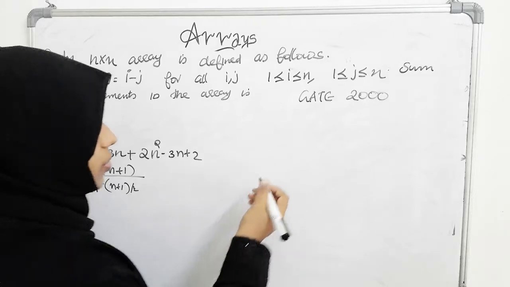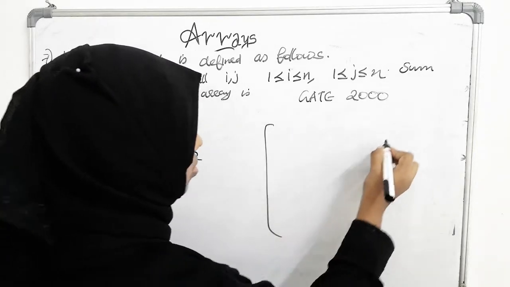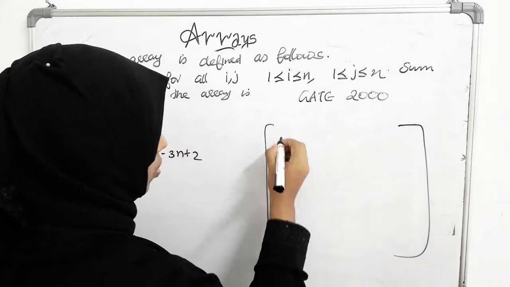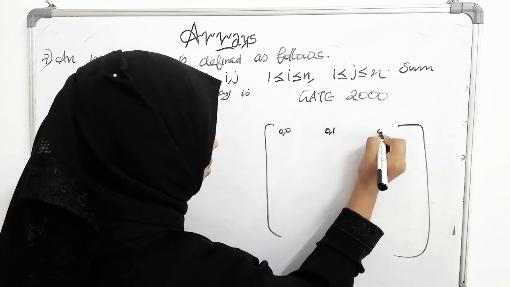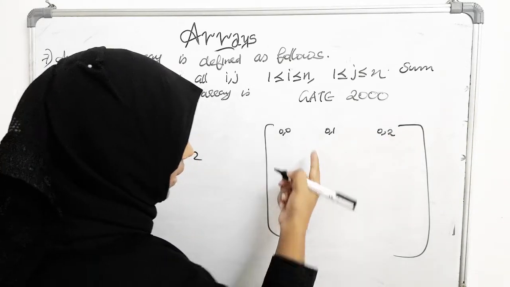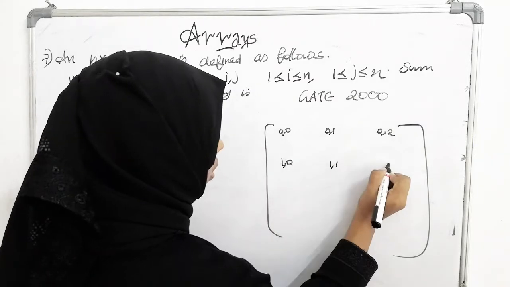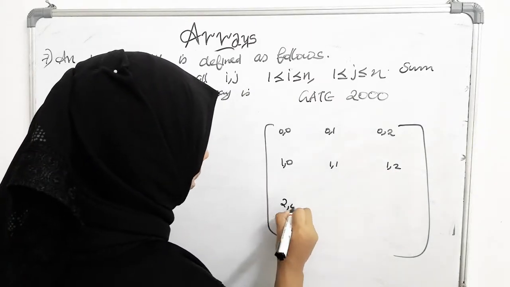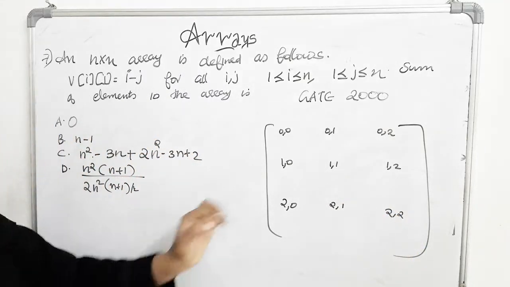Okay, so we will try to draw it. That is, the n by n array. So it is actually a square matrix. So this is the position 0 0. This is the position 0 1. This is the position 0 2. We will take a 3 by 3 array for the sake of convenience. 1 0, 1 1, 1 2. Now 2 0, 2 1, 2 2. So these are the array indices.